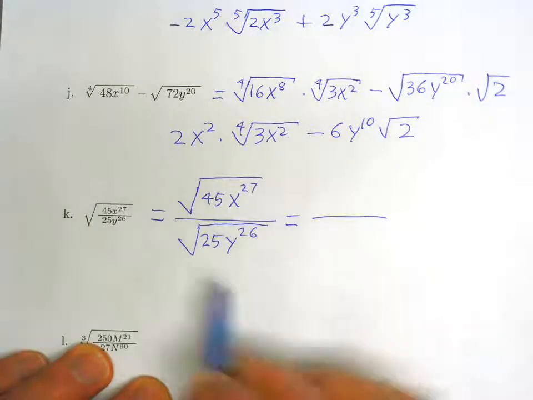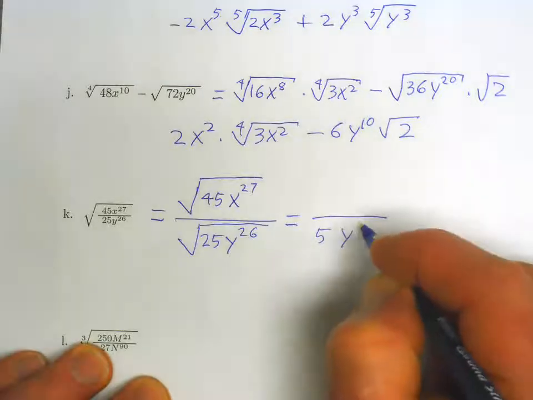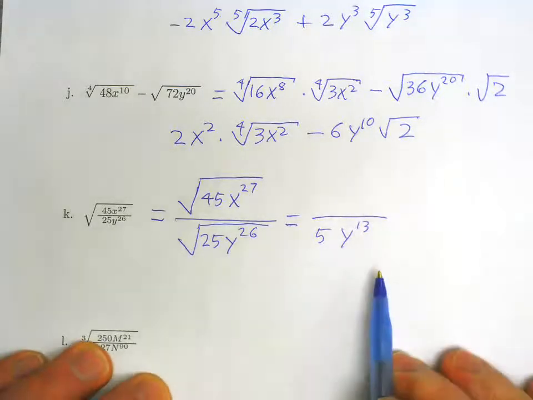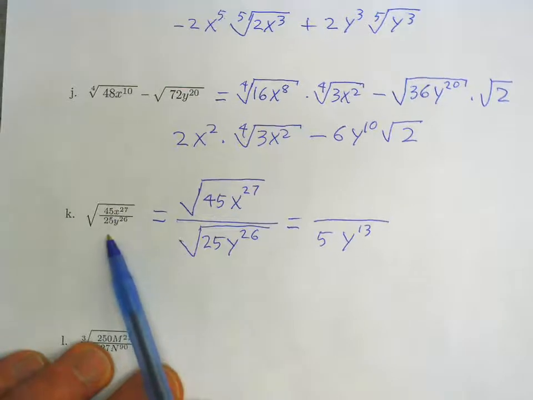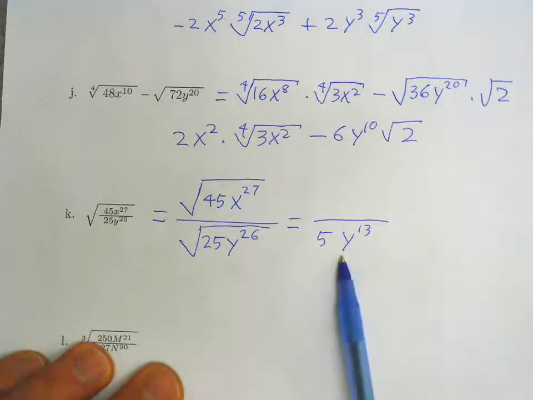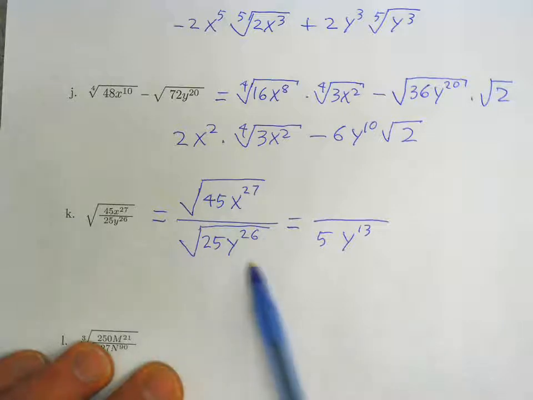Notice that this denominator simplifies to 5y to the 13th with no radical. If I had reduced the fraction to lower terms, then we would have ended up with a radical in the denominator, and we would have to fix that later. You can do it that way, but it's more efficient to do it this way.